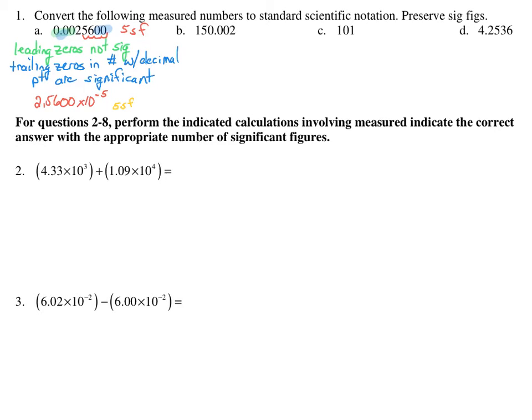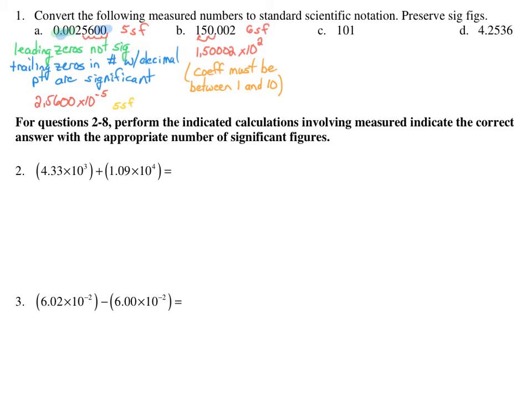In B, we have captive zeros that all count, so therefore there are 6 sig figs in this number. In order to get to a coefficient between 1 and 10, we have to move the decimal point 2 spaces. Our coefficient is 1.50002. We see that there are 5 sig figs, and our exponent is 10 to the positive 2 because we've moved the decimal point 2 spaces and the decimal number is greater than 1.